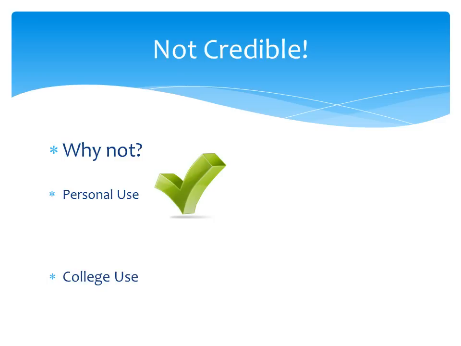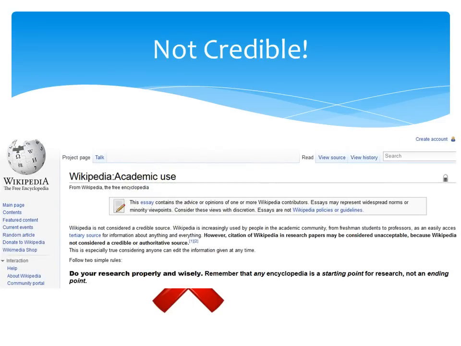The ultimate verdict of Wikipedia is that it's not a credible source of information. Why not? Well, while it's fine for personal use, and in fact encouraged to use for your own personal use, it's simply not a college-level resource. In fact, Wikipedia themselves note that it should not be used academically. They insist that you do your research properly and wisely by remembering that any encyclopedia may be a starting point for research, but it's not an ending point.